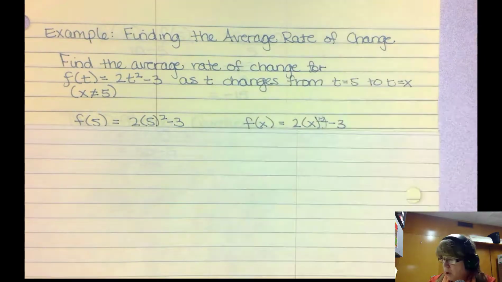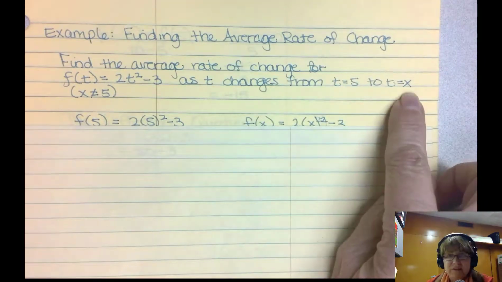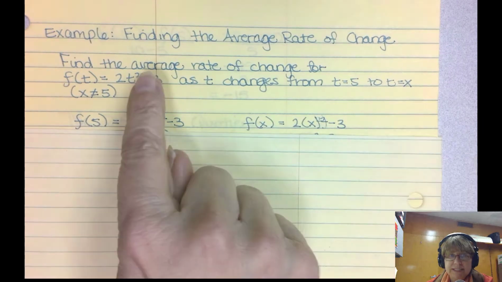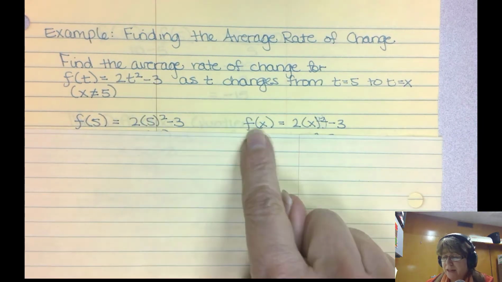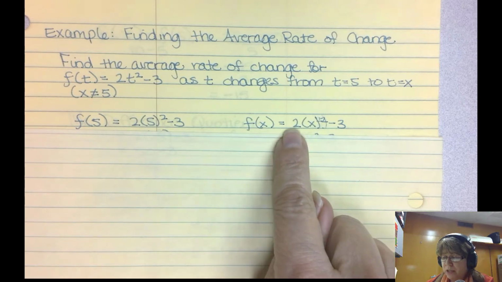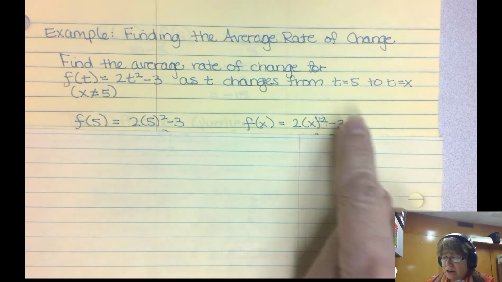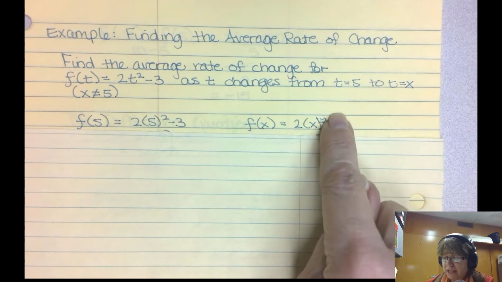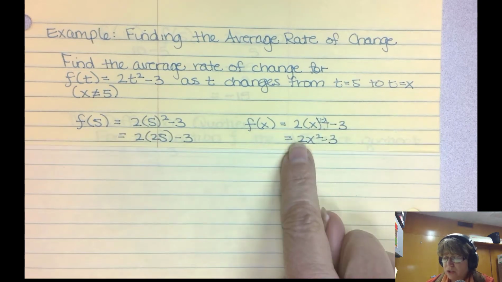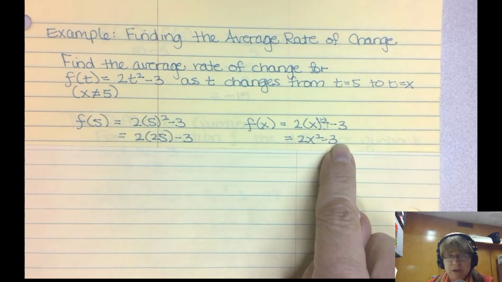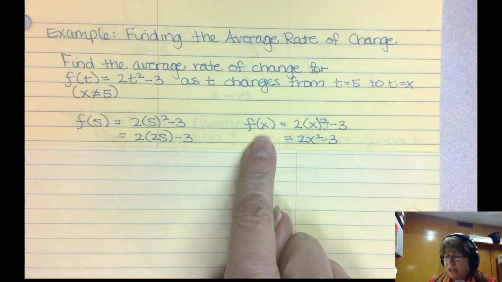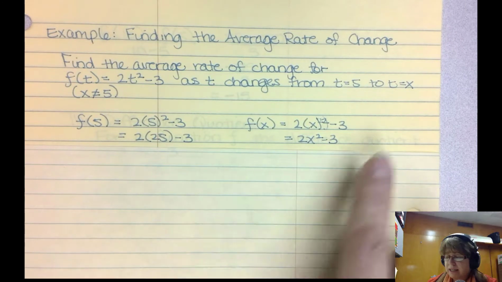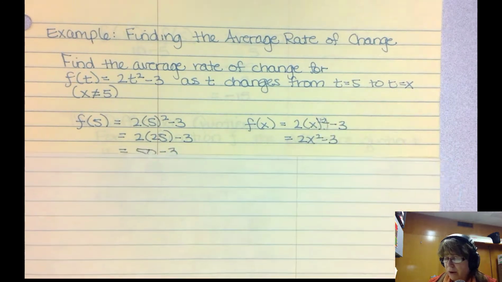Let's do the same process, this time with our second value of x. Wherever we see a t in the function, we're going to plug in an x. F of x equals 2 times x squared minus 3. Well, x squared is x squared, so we get 2x squared minus 3. We know our f of 5. We know our f of x. We know our two bottom values is going to be x minus 5. So let's throw everything in there.